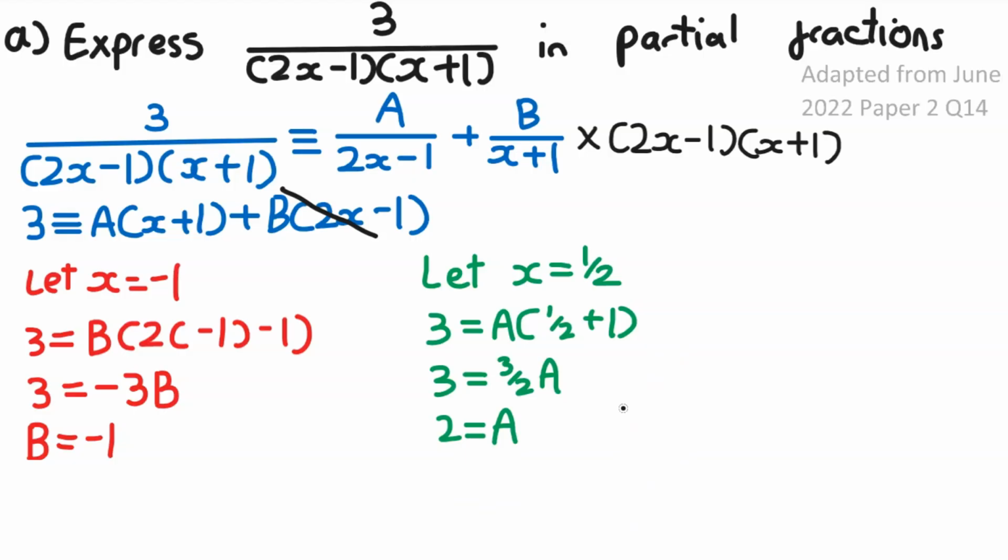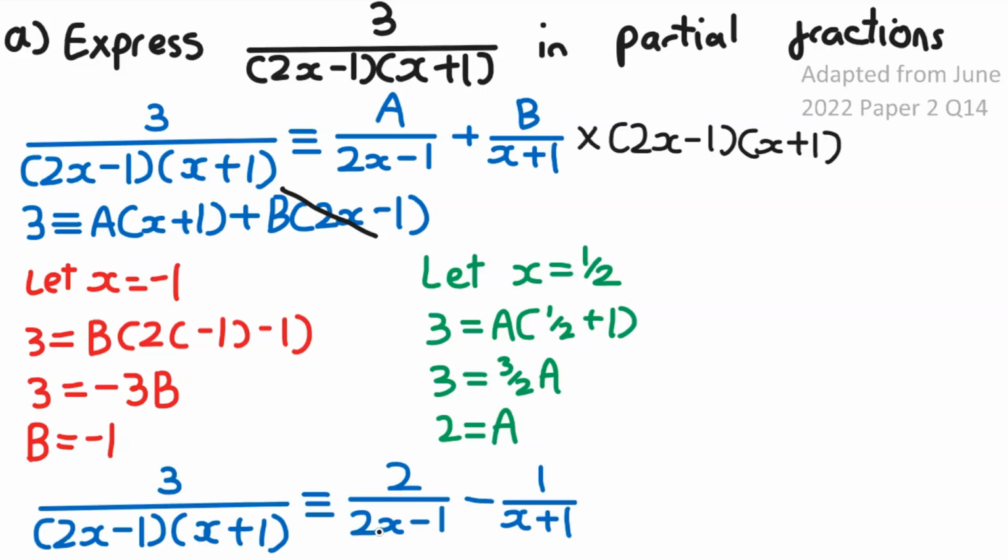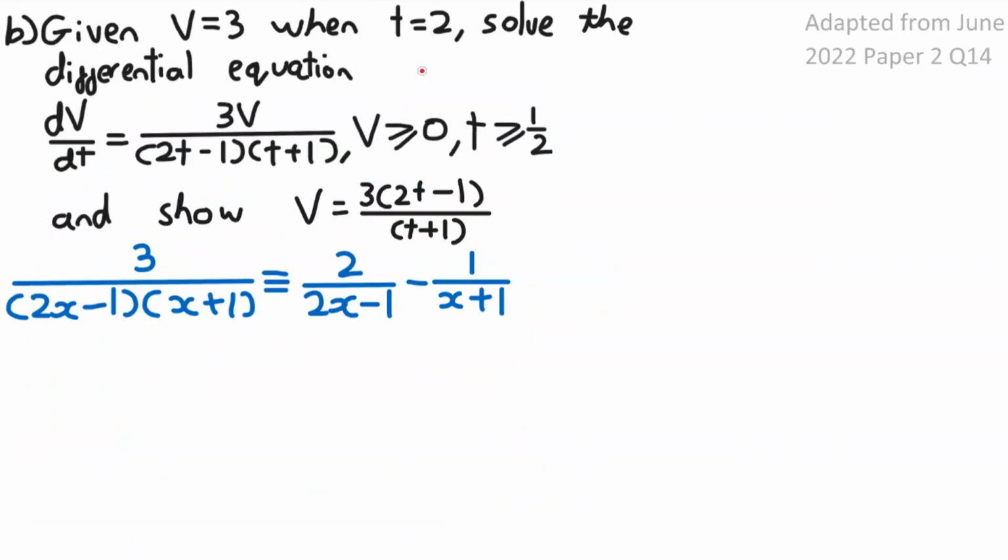So therefore we found A and B, so therefore to split this up into partial fractions, it's going to be 2 over 2x minus 1 minus 1 over x plus 1. Okay, and then for part B, we need to solve the differential equation here and show that v can be written in this format here.